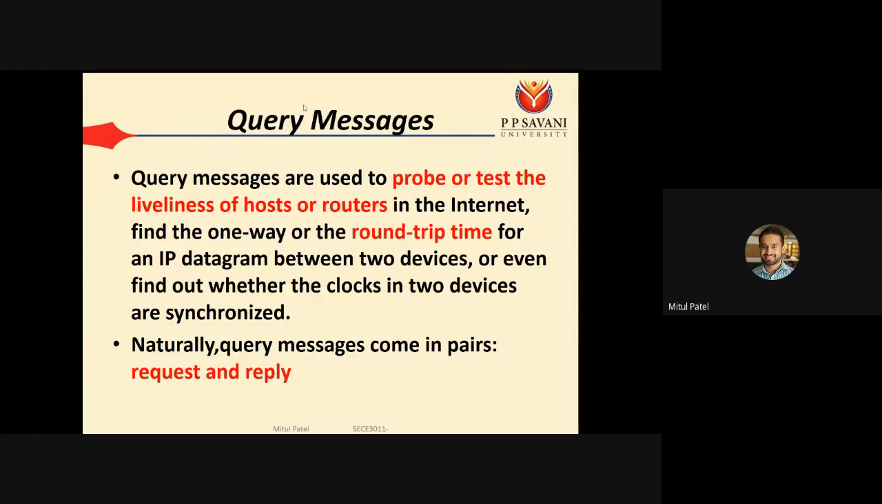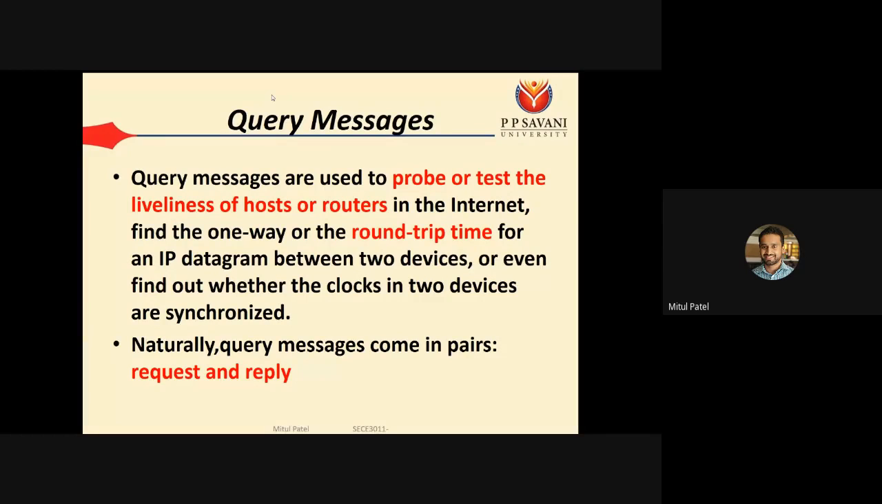Okay, the second category of ICMP is query messages. We know query messages are used to find out whether the host on the other side is alive or not. The second thing is if we want to find out the round trip time, that means how much time it will take for data to reach between our two devices. If we want to know that time, we can use these query messages.